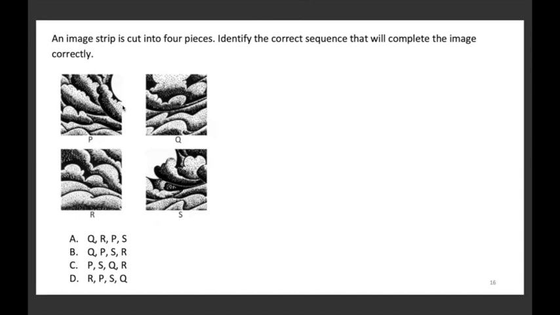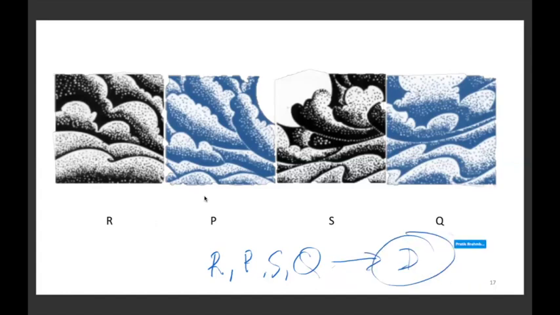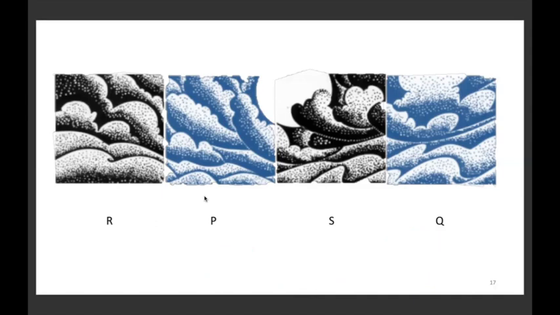When you look at all the parts correctly, we definitely know P and S come together. So that has to be our starting point. Based on that, I just started stitching the images together, and I found that ideally R and P are also matching each other. So the correct sequence has to be R, P, S, and Q, which means option D is correct. Okay, we'll move to the next one.